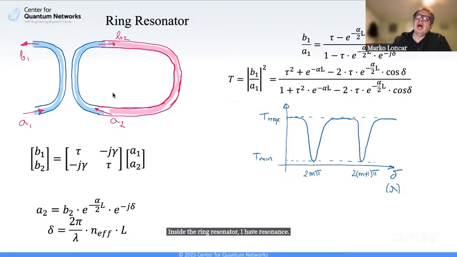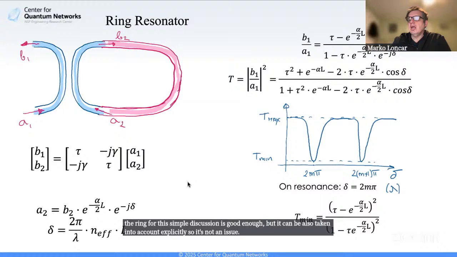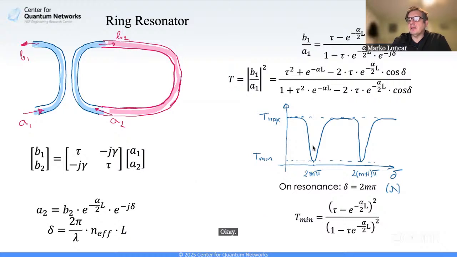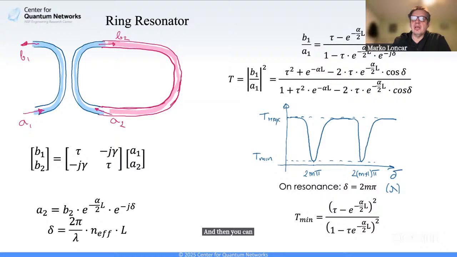Okay. I am neglecting here, and this is a pretty big assumption, I'm assuming this directional coupler to be very short, so that it doesn't contribute to the length of the ring. For this simple discussion it's good enough, but it can also be taken into account explicitly, so it's not an issue. Okay, so on resonance, transmission is shown here. I'm going to skip a bunch of these in the interest of time. I just want to define a few figures of merit, and then you can go through these in the comfort of your own home.